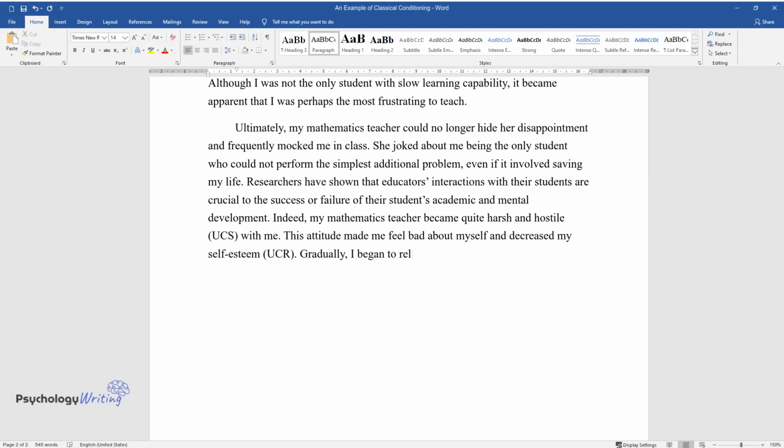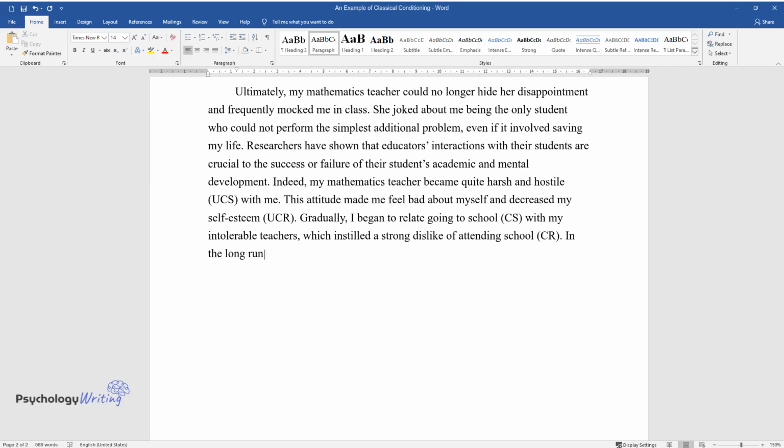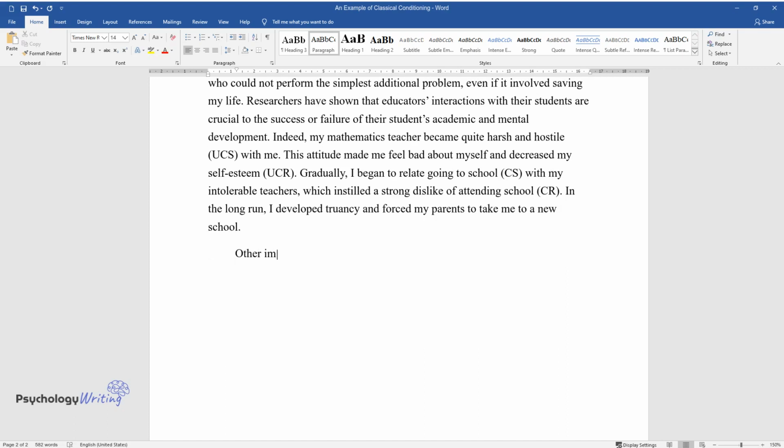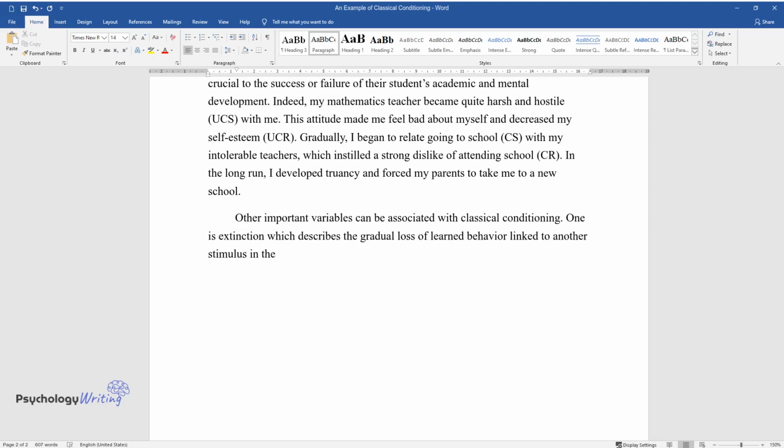Gradually, I began to relate going to school, CS, with my intolerable teachers, which instilled a strong dislike of attending school, CR. In the long run, I developed truancy and forced my parents to take me to a new school. Other important variables can be associated with classical conditioning. One is extinction, which describes the gradual loss of learned behavior linked to another stimulus in the past.